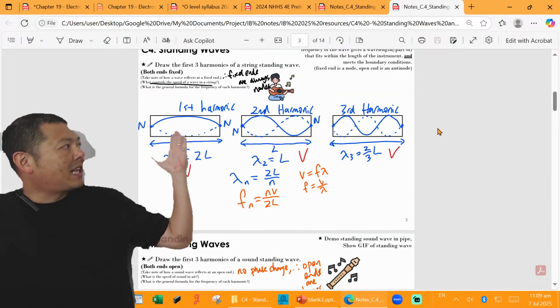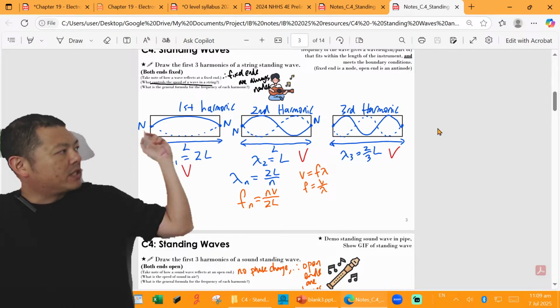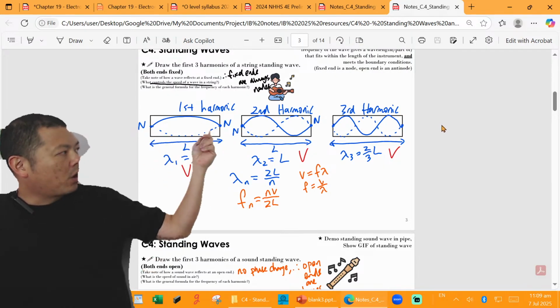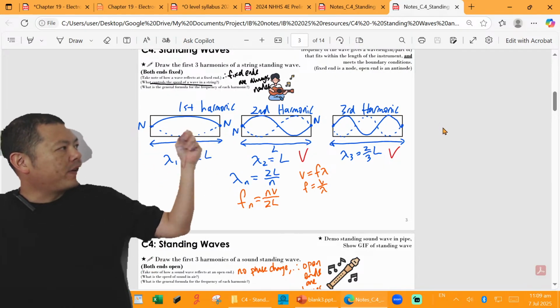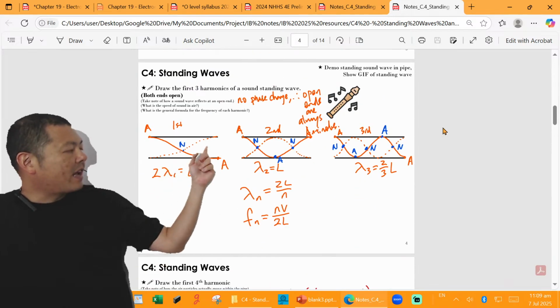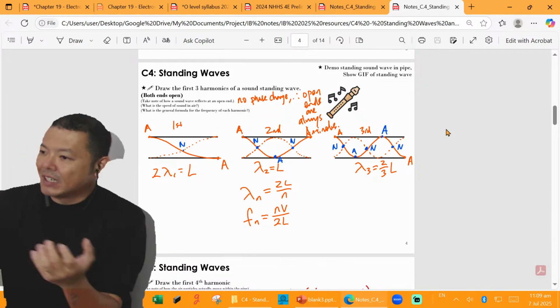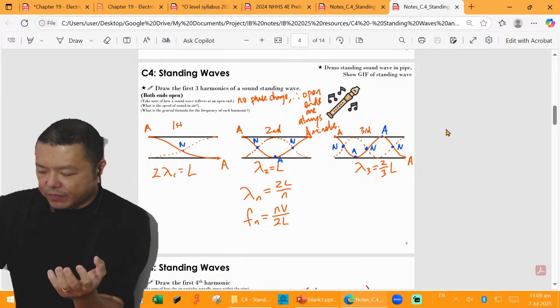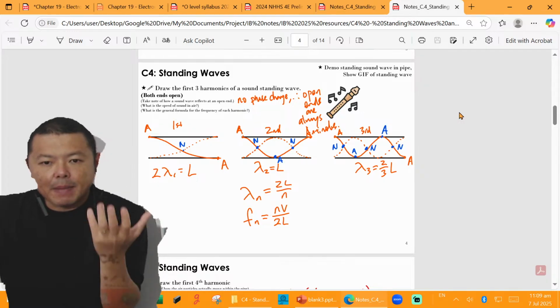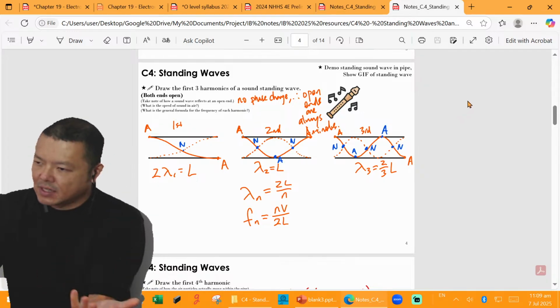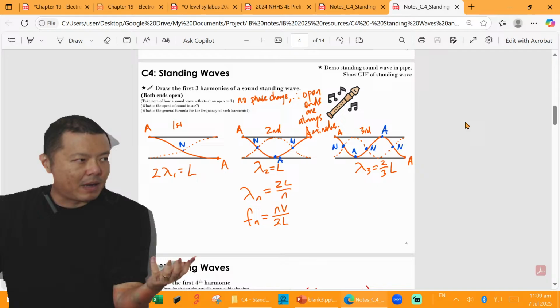So when you create a standing wave, if both ends of a string are fixed, then both ends are nodes. If it's a sound wave and both ends are open, then both ends are antinodes. That's one of the subtle differences, but essentially the mathematics behind it is the same.